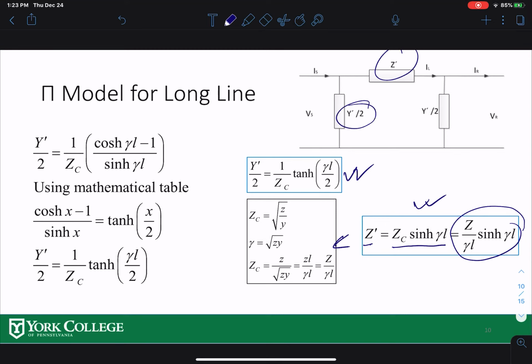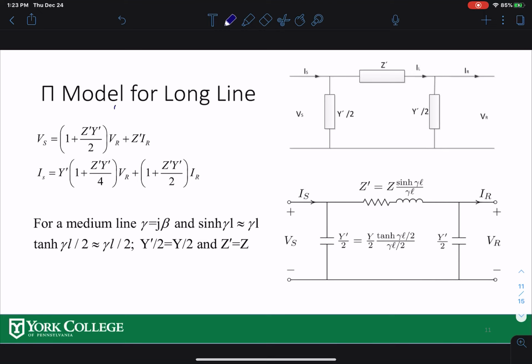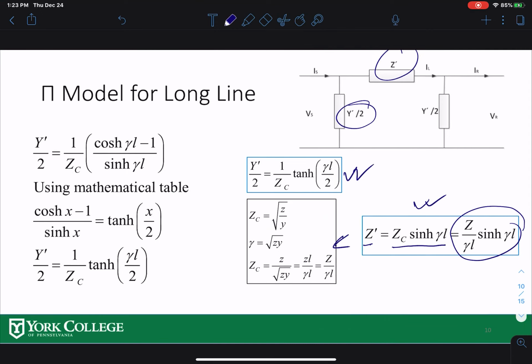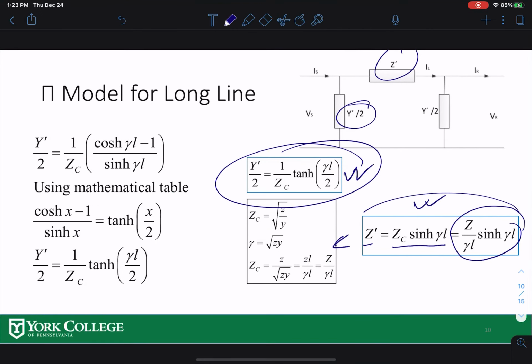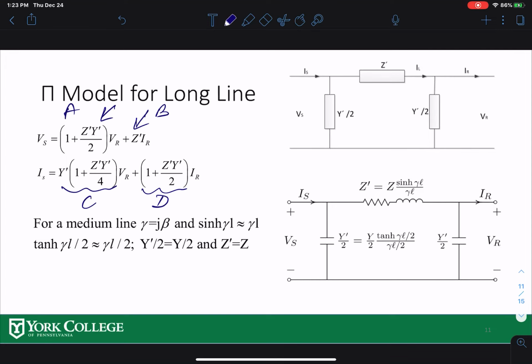If we have them, then you can go ahead and find the A, B, C, D constants in terms of the pi model. So this is your A, this is your B, this is your C, and this is your D. Again, A equals D, and as you know, Z prime and Y prime over 2 are given by these two equations over here. So with that, you can model your parameters in terms of the ABCD model with Y prime over 2 and Z prime.